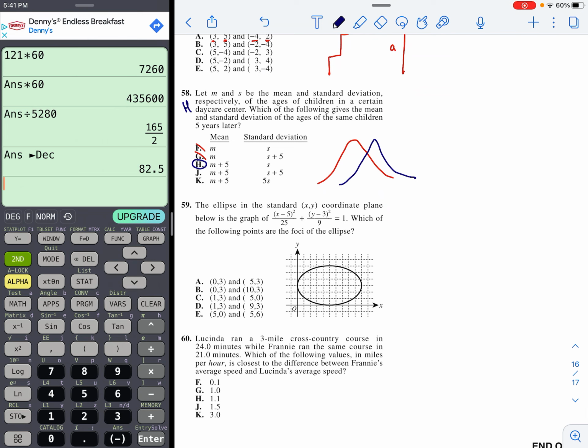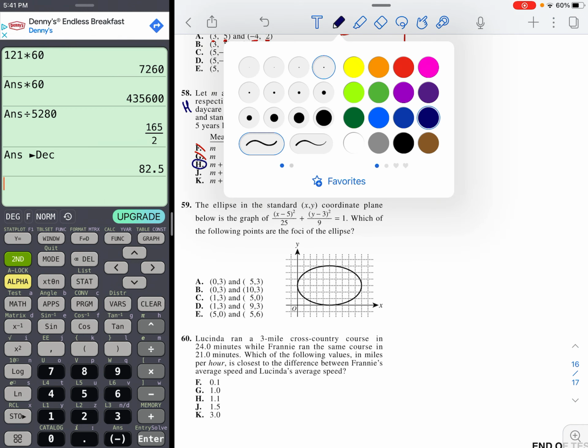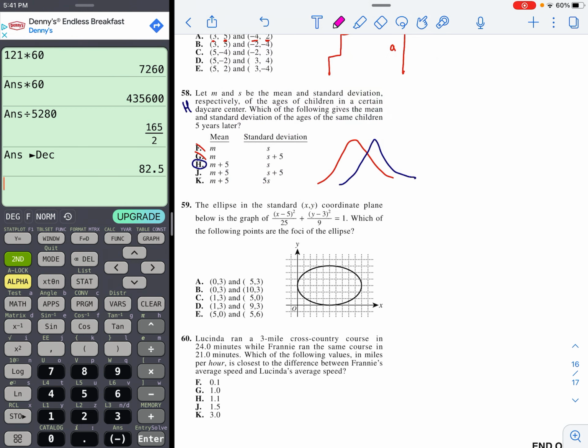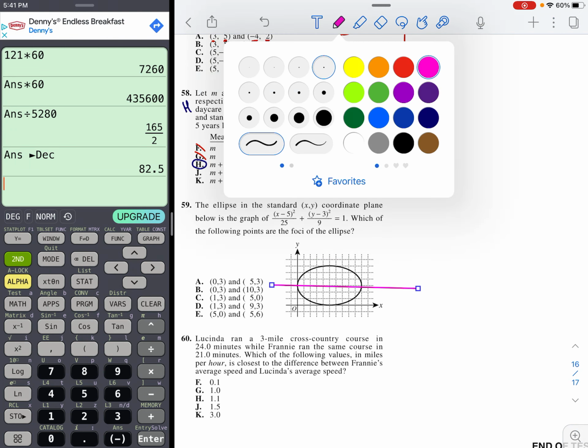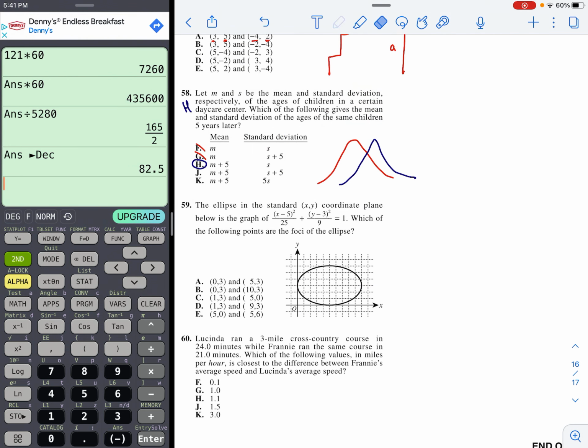59, we've got an ellipse that has been graphed. Which of the following are the points of the foci of the ellipse? So first thing you got to know is, like, what are the foci? They are as you go along the longer side of this ellipse. So along the long side of this ellipse, what we're looking for, it's a little bit tricky to see here without a string to demonstrate. But I'll tell you right now what the foci are. They are these points here.